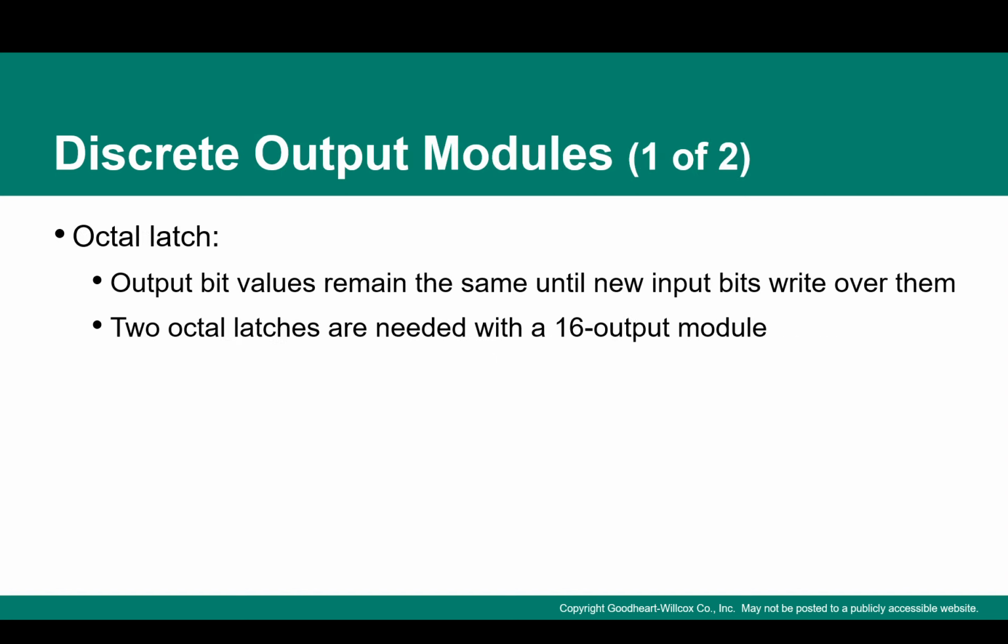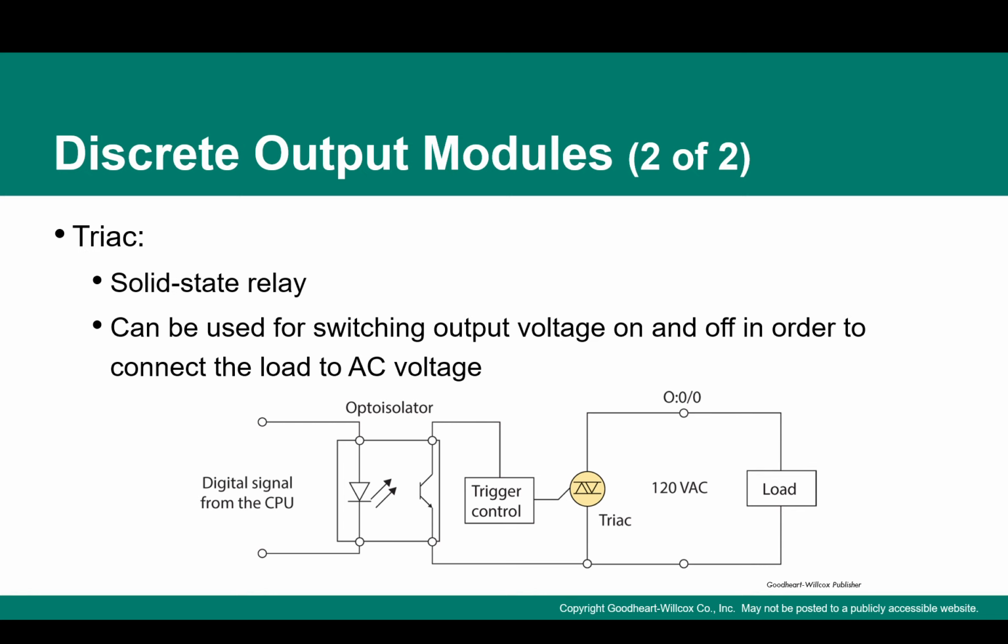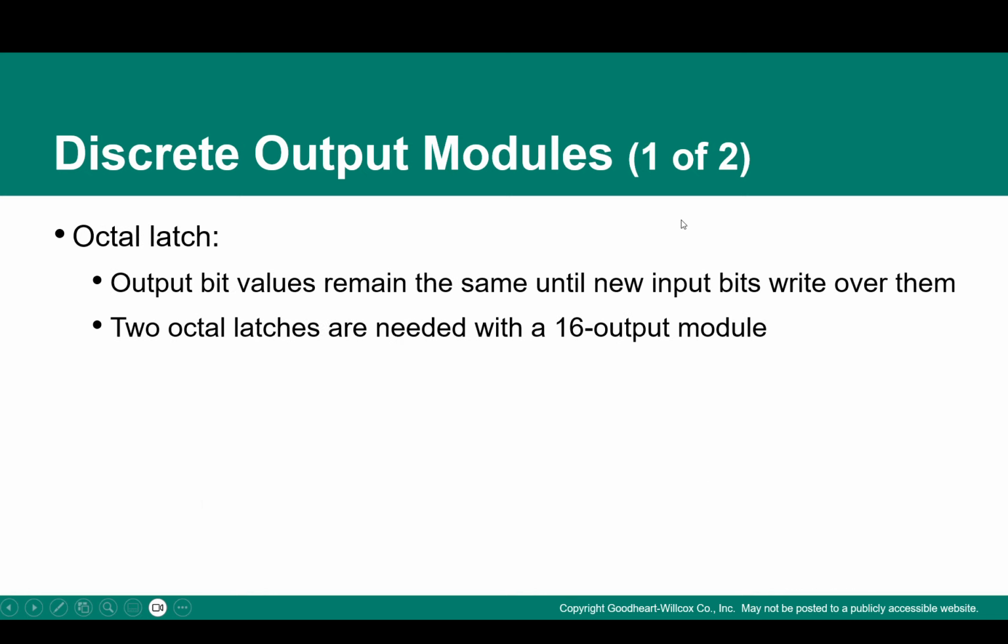Again, let's talk about the output module. It's kind of a latch, and the octal latch has 8 output ports. The values of those ports remain the same until new input bits arrive. Two octal latches are needed to make a 16 output module.